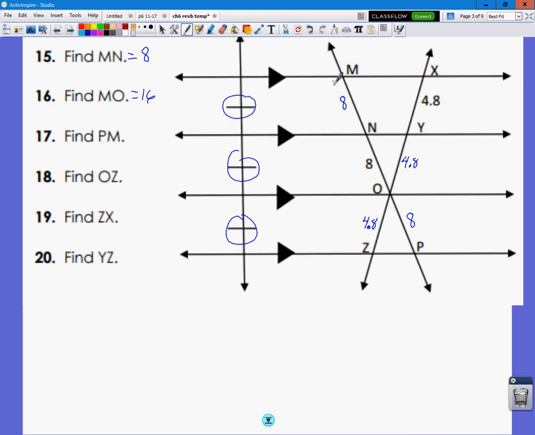From P all the way to M is 3 of those put together. That would be 24. From O to Z, just one piece, 4.8. From Z all the way to X is 3 of them put together, which would be 14.4. And from Y to Z is 2 of them, which would be 9.6.